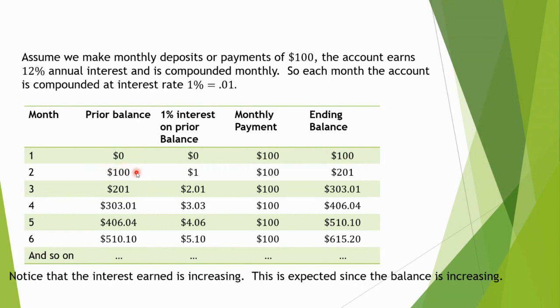Good. Now, then comes month 2. The balance from the last month is $100. Interest is built on that, right? 1% of 100 is $1. So $1 is added on to that. We make our next monthly payment of $100, and then we end up with $201 at the end of the month. That's our ending balance.